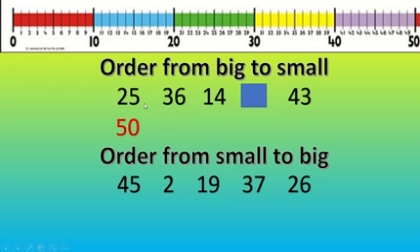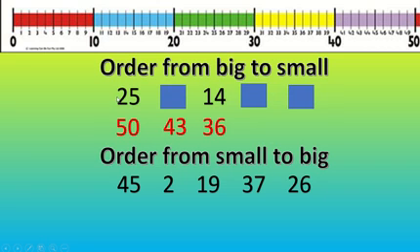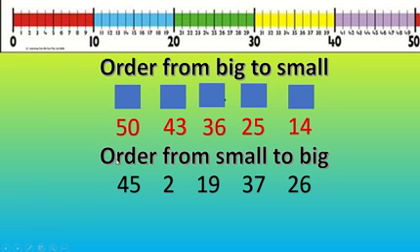Now, what is the biggest number between 25, 36, 14, and 43? Look on the number line. The biggest number is 43. It's the highest. Then we write 43 and we color it in. What's the biggest number between 25, 36, and 14? We look on the number line and it is 36. We write 36 and we color it in. Now, what's the biggest number between 25 and 14? 25. So we write 25 and we color it in, and that leaves us with 14. We color it in.